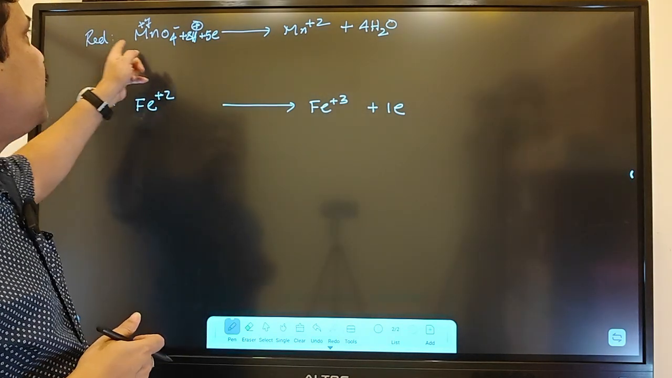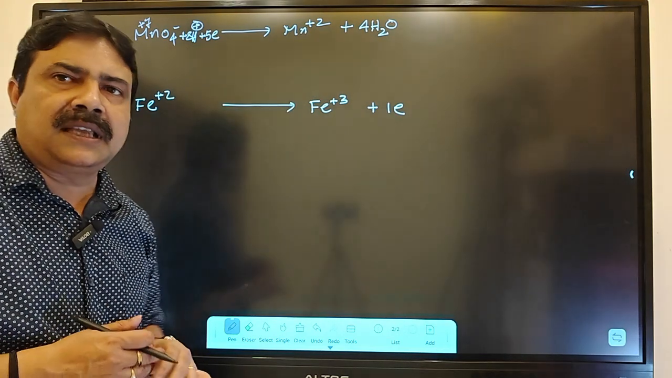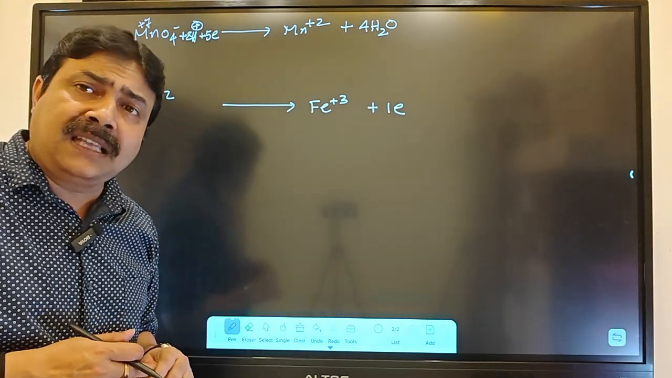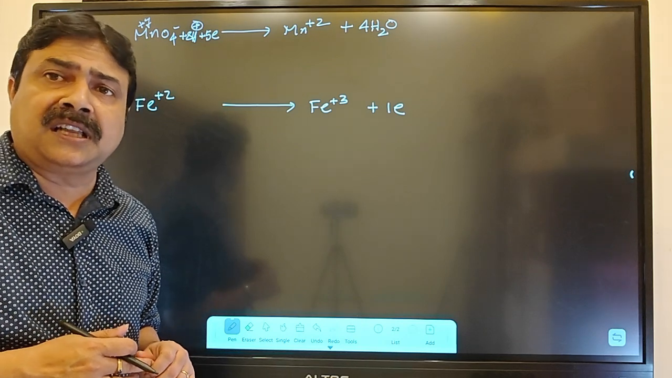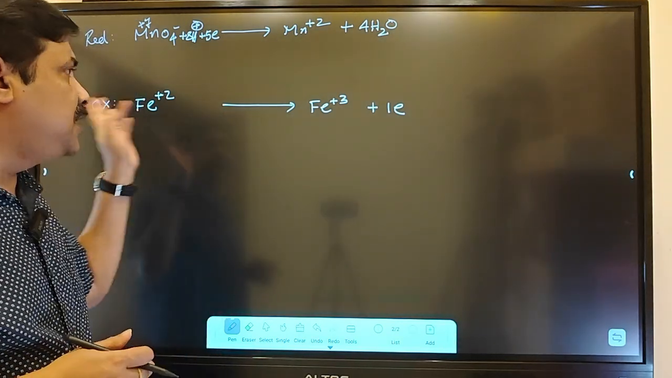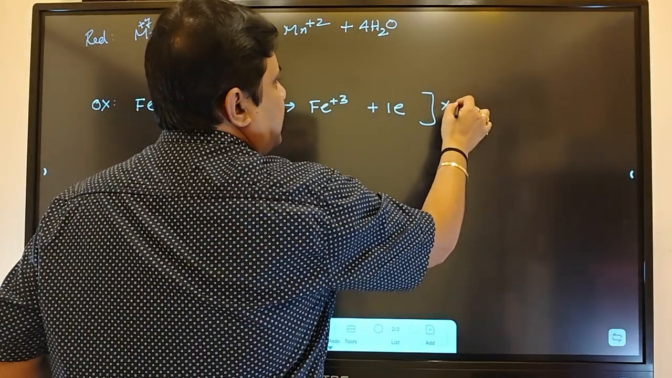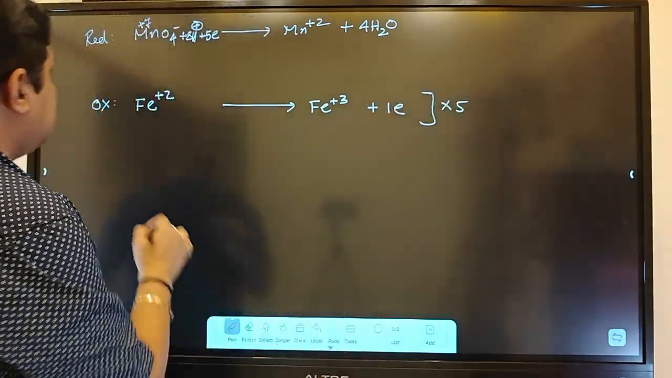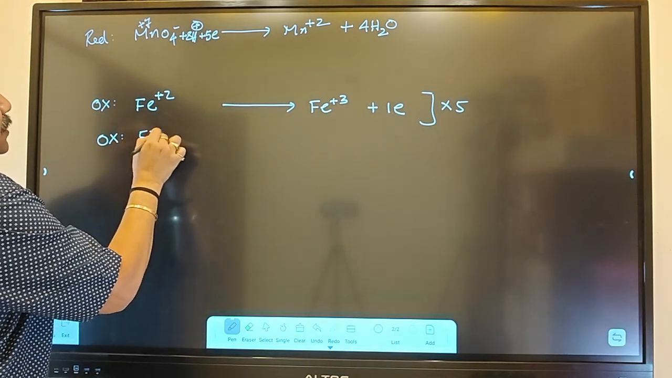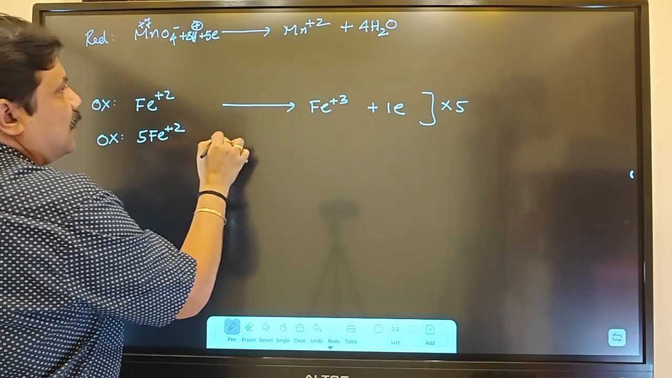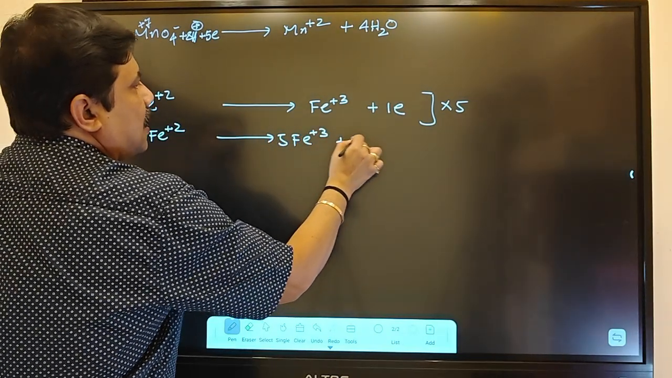Now you look at it, in the reduction process there are 5 moles of electrons, whereas in the oxidation process there is 1 mole of electron. To equalize the number of moles of electrons involved in both the oxidation and reduction processes, I multiplied the oxidation reaction by 5. Now after multiplication, the oxidation reaction becomes 5 Fe plus 2 converting to 5 Fe plus 3 by loss of 5 electrons.